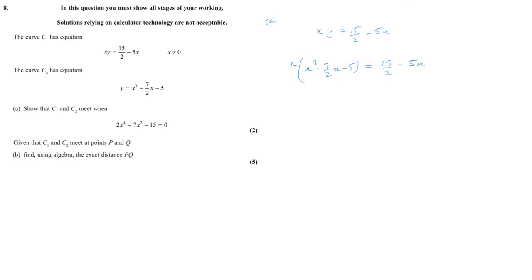Now multiplying through by x, we get x to the power 4 minus 7 over 2x squared minus 5x equals 15 over 2 minus 5x. Now the minus 5x's will cancel at that point.